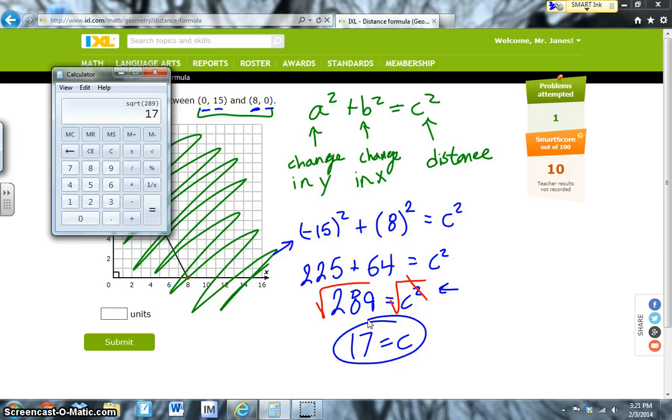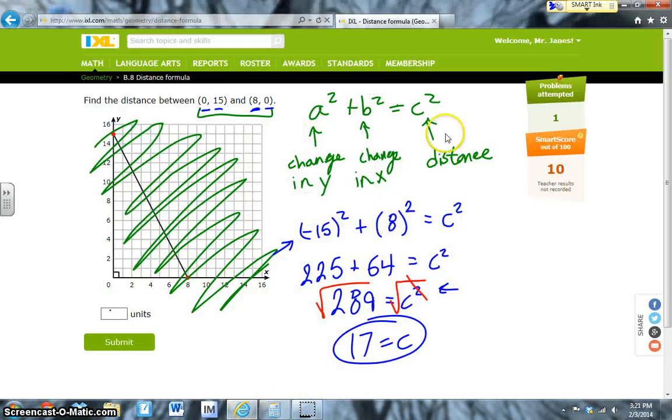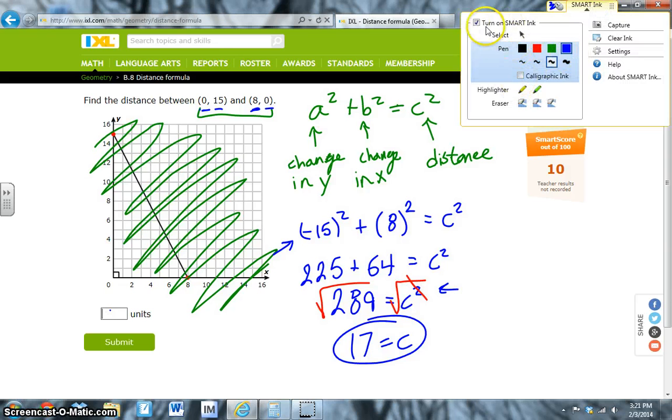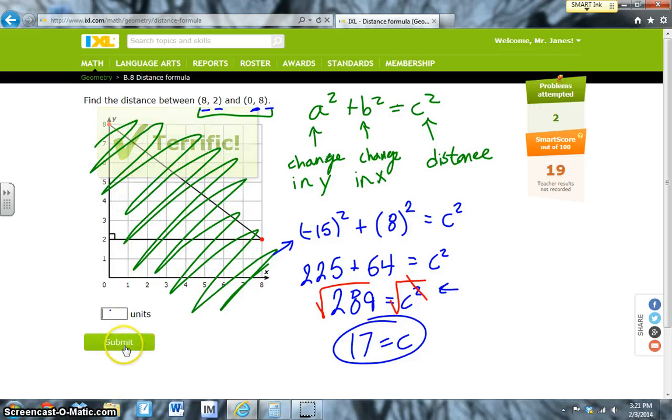So we'll double check that by going back to the problem. 17. Looks good. And so the important thing to remember here is as we're doing these, for both slope and distance formula, you're finding the change in y and change in x.